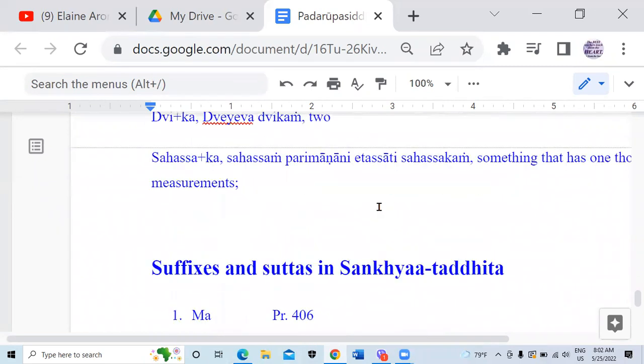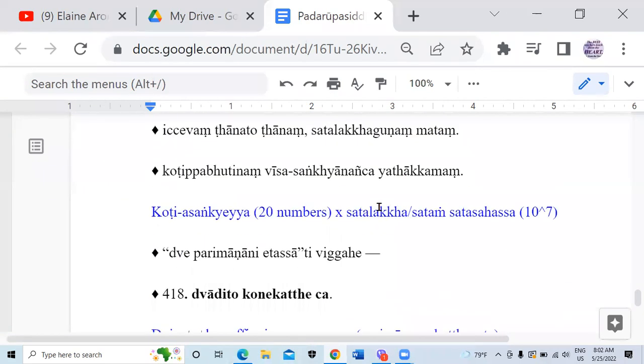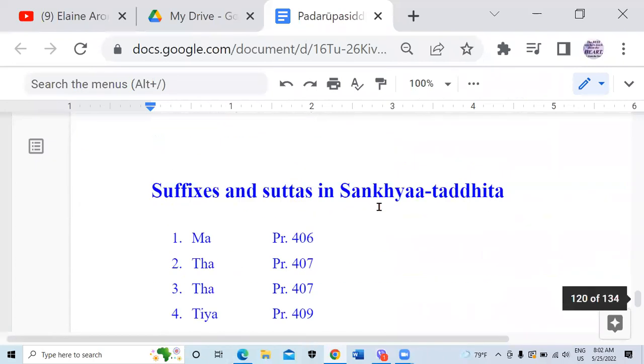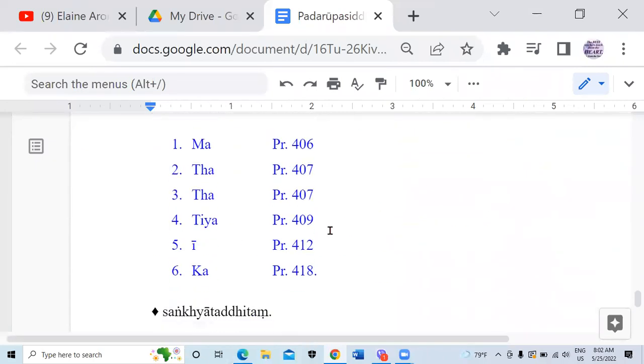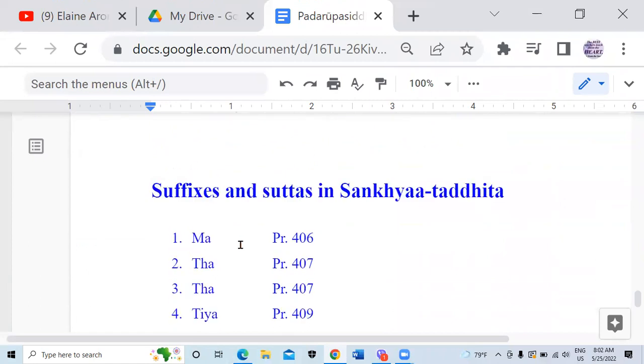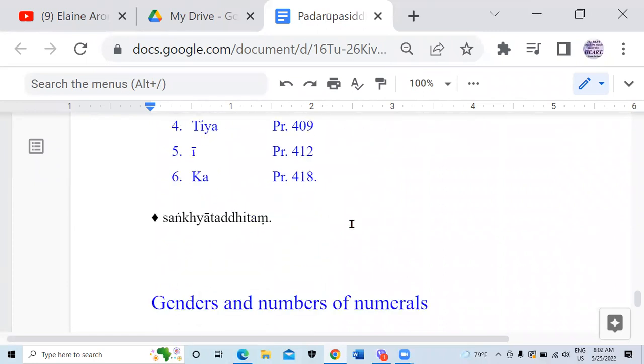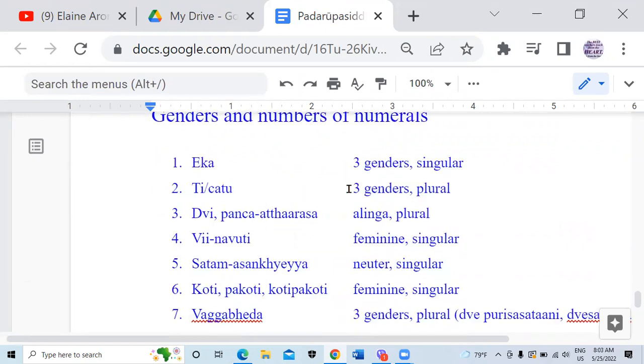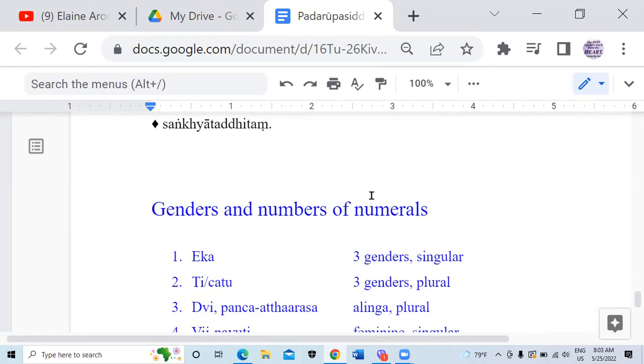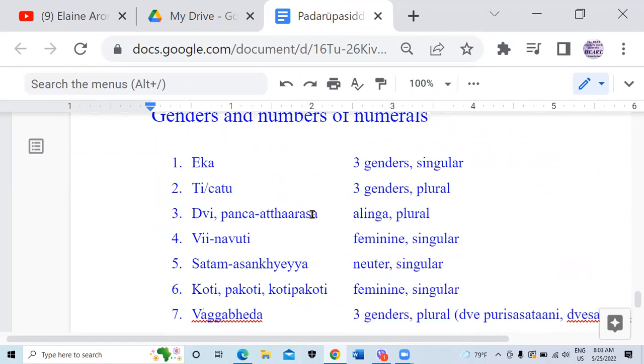So we did the suffixes and the suttas, and then we moved to the five types of Saṅkhyā. Yes, we did that. Okay, so we already started. So in about number, we need to know this thing also.